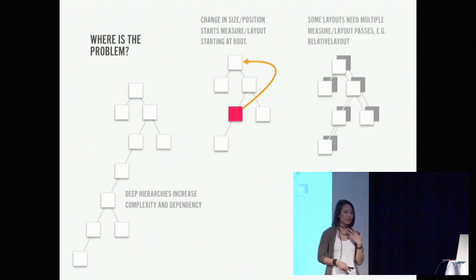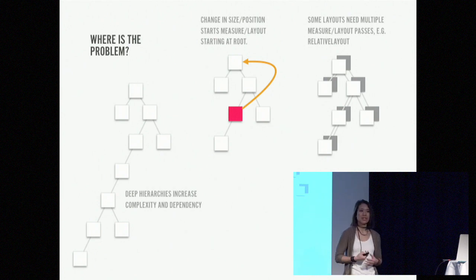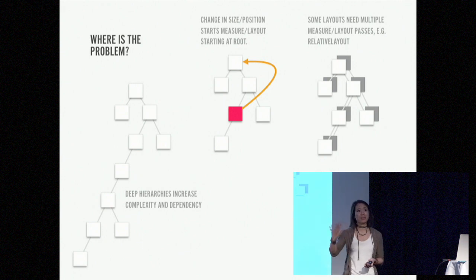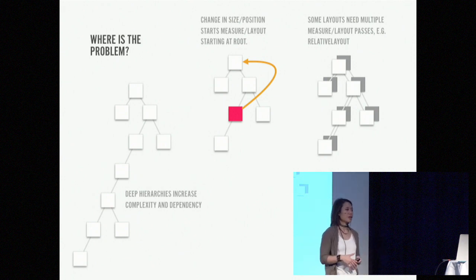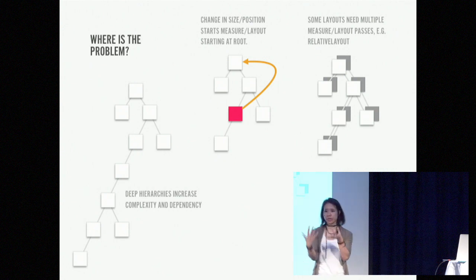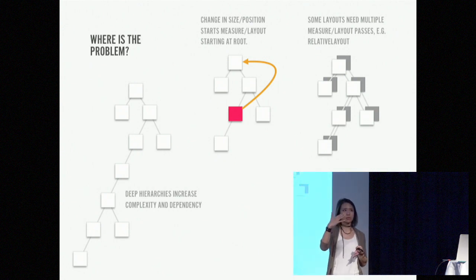Another place that problems can pop up is with the Android platform layouts themselves. Sometimes layouts in the Android platform just require multiple measure layout passes all on their own. So RelativeLayout, which I mentioned before, which is a really powerful layout that allows you to express relationships between views in that hierarchy, will automatically measure and lay out twice. And that is because of that flexibility, that expressiveness. It basically needs those two passes to fulfill all those constraints that you set out for it.